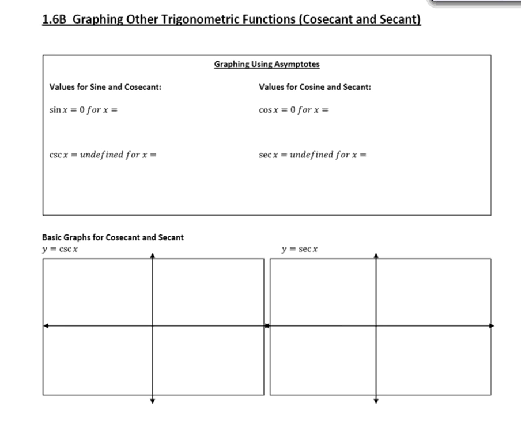Let's take a look at 1.6b. We're going to graph some other trig functions. So far we've graphed sine and cosine and tangent and cotangent. Now we're going to look at cosecant and secant. The nice thing about these is that they are the reciprocals of sine and cosine. So if you were good at graphing sine and cosine, you should be pretty good going ahead and graphing these.